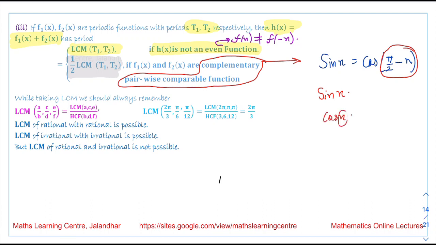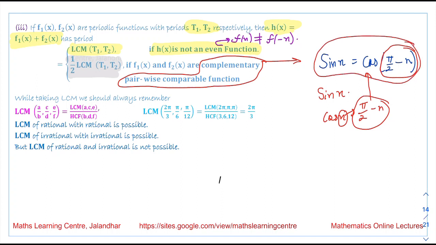We are saying if we replace this x with the value pi by 2 minus x, then we have this condition that sin x is equal to cos of pi by 2 minus x. Such functions are called complementary functions, and these are comparable also, that we can compare these two functions. So these kinds of functions are there.